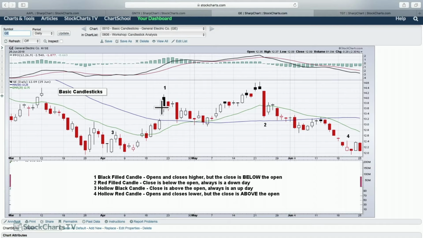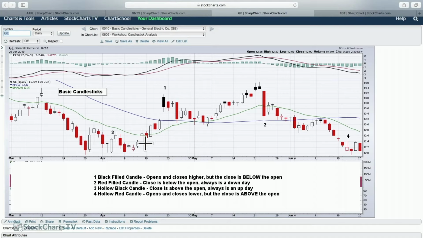Now, a filled black candle like this off of an uptrend, I won't get into it. It's kind of like a reversing candle, like the hammer off of a downtrend. A black candle off of an uptrend is generally a sign that you've probably reached a short-term top. And of course, that worked here.